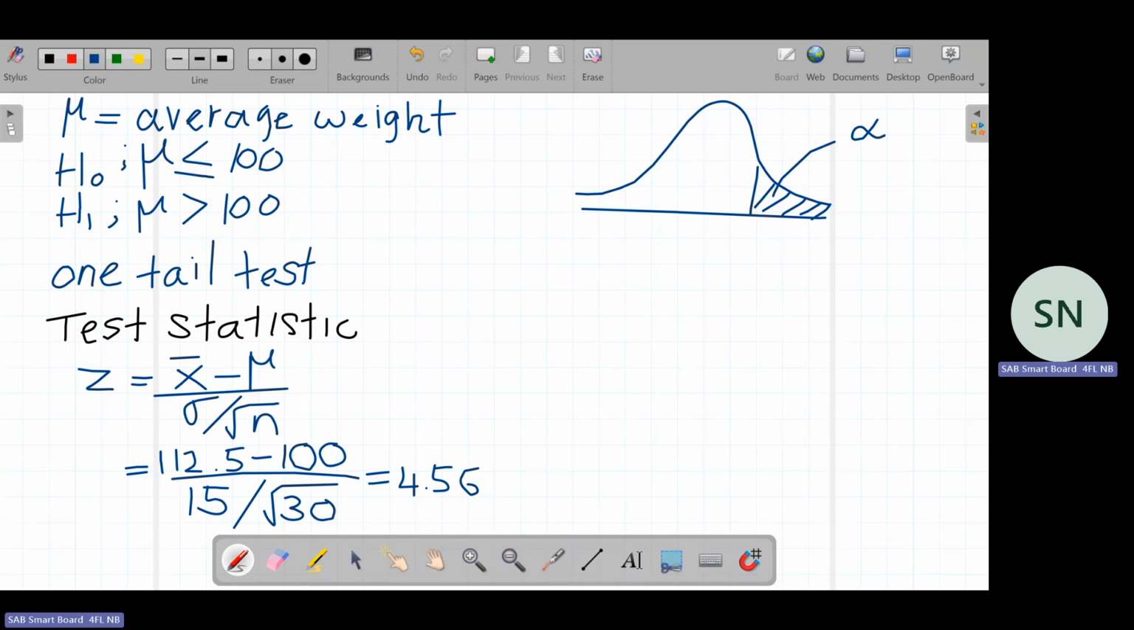Then here, this shaded area is alpha. Okay, then this side is 1 minus alpha. Why? Total area is 1. Understood? Then the rejection region is alpha. Here 1 minus alpha. Then alpha is the level of significance. Okay. Then 1 minus alpha means level of confidence.